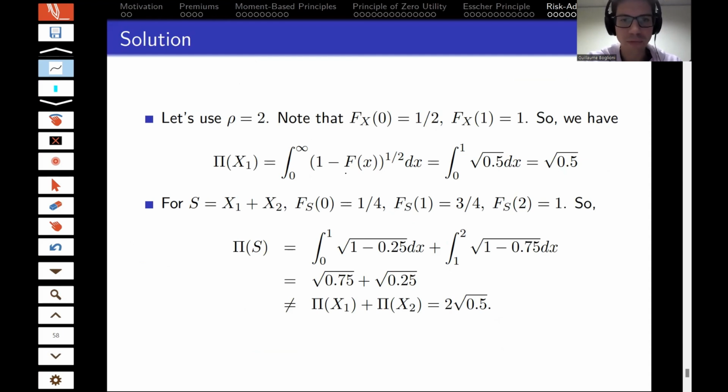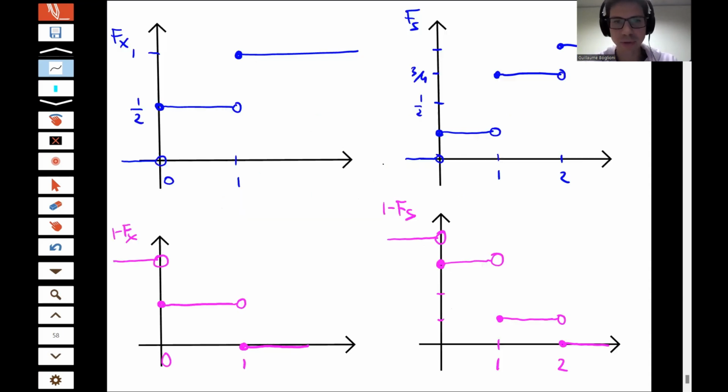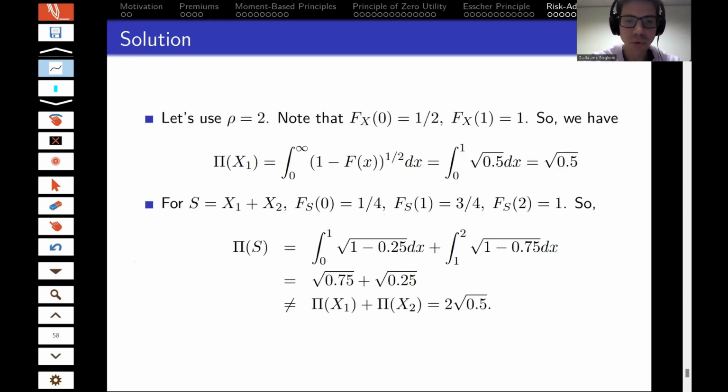Now to compute the premium, the general formula is the integral from 0 to infinity of 1 minus the CDF, but of course here, after 1, we take 1 minus the CDF. It's 1 before 0, and then at 0 it's 1/2, and then from 1 it's 0. So in fact, we're just integrating this part, from 0 to infinity.